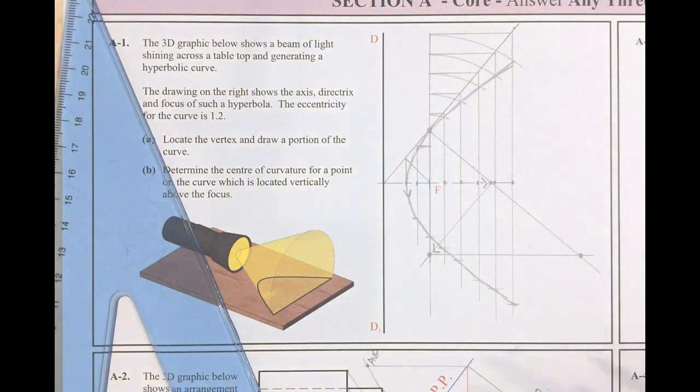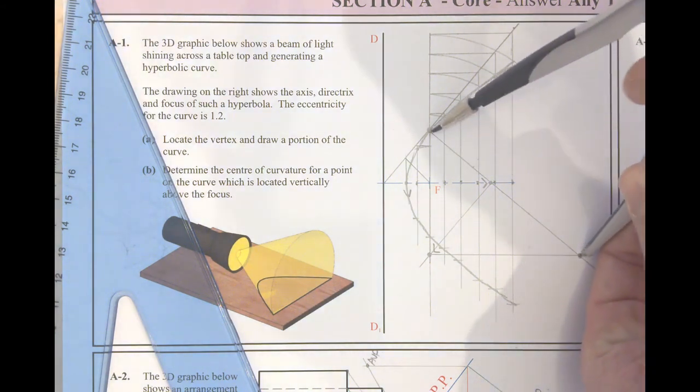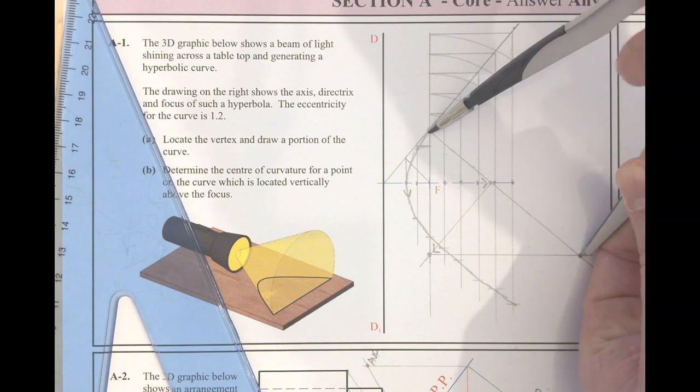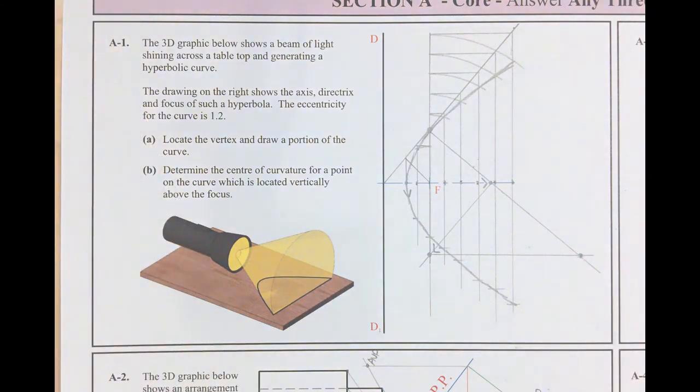Now what is the centre of curvature? If you put your compass there and scribe an arc to the top, it'll draw a small portion of the hyperbola there, using that as the centre point. Okay, and that's your question finished.